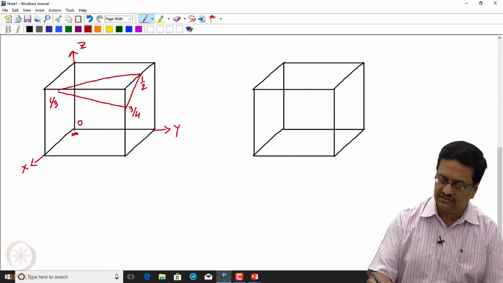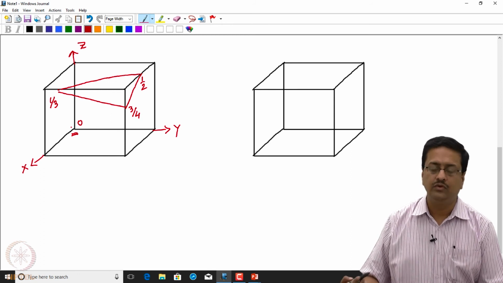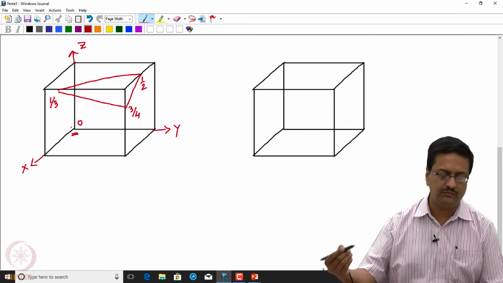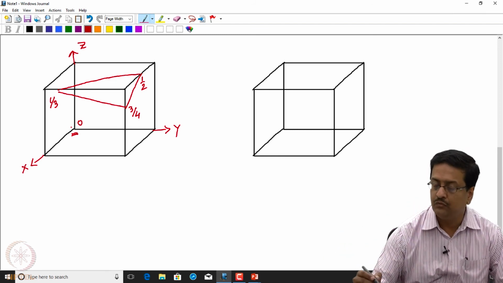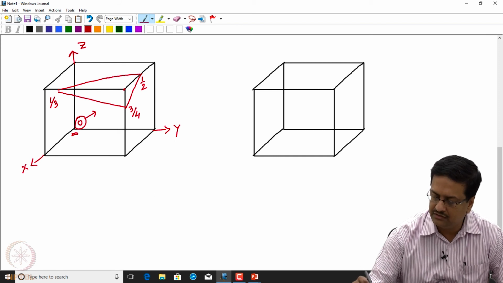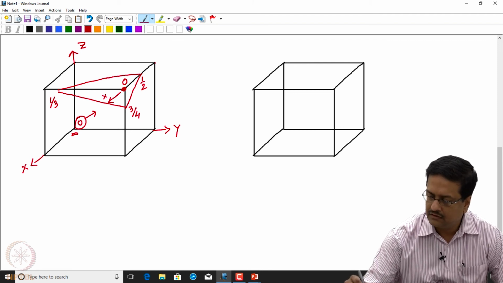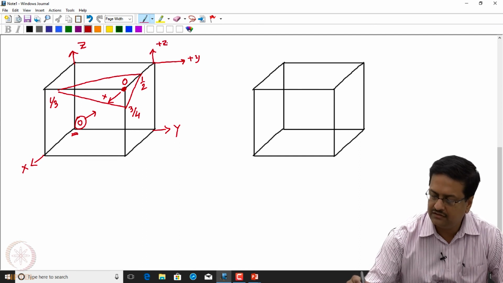And also this origin is not sitting on this particular plane, but still we can move the origin to a suitable position such that we can easily determine the intercepts. So what we would do is we move this origin from here to the other body diagonal point which is here, and we write it as a new origin. So with respect to that, this is the plus x, this is the plus y, anything above is plus z and anything below is minus z.